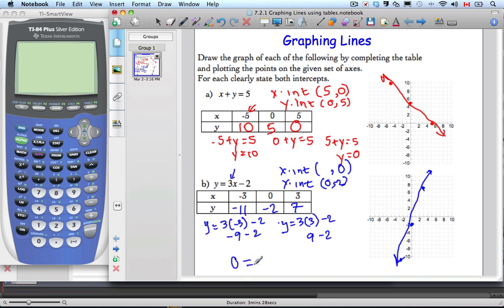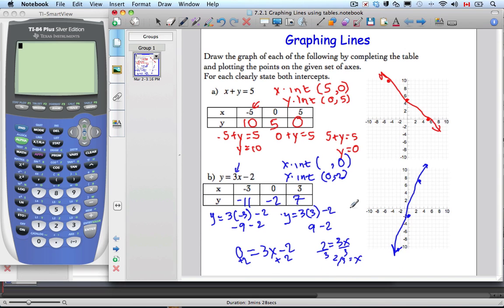We make it 0, and then we have 3x minus 2. Add 2 to both sides, so we have 2 equals 3x. Divide by 3. So that means 2/3 equals x. Great. That's it.